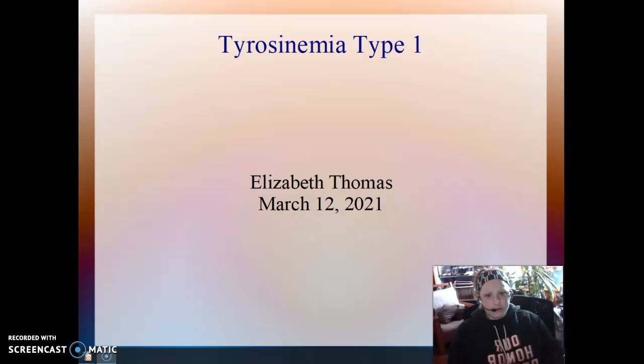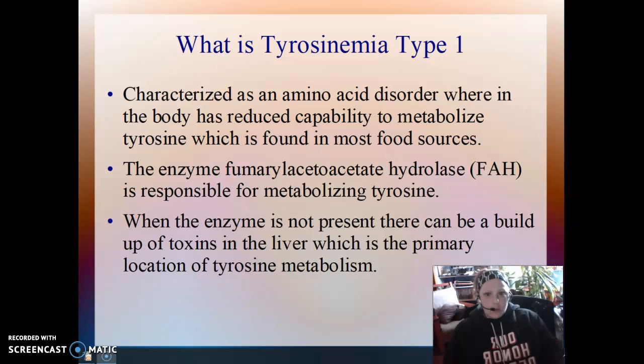Today I'm going to talk to you briefly about my genetic disorder that I looked at this course, Tyrosinemia Type 1. There are 3 types of this disorder. However, I'm only going to cover Type 1, which is the most severe form. So let's jump in. What is tyrosinemia type 1?